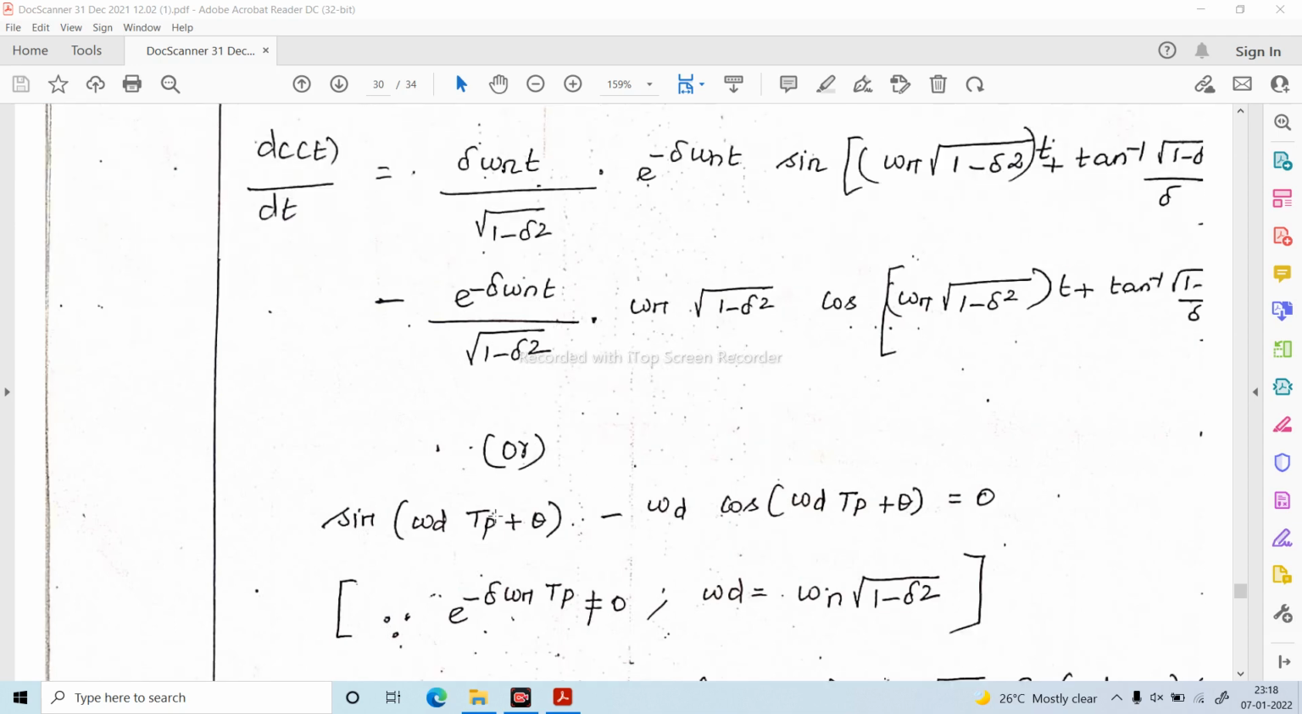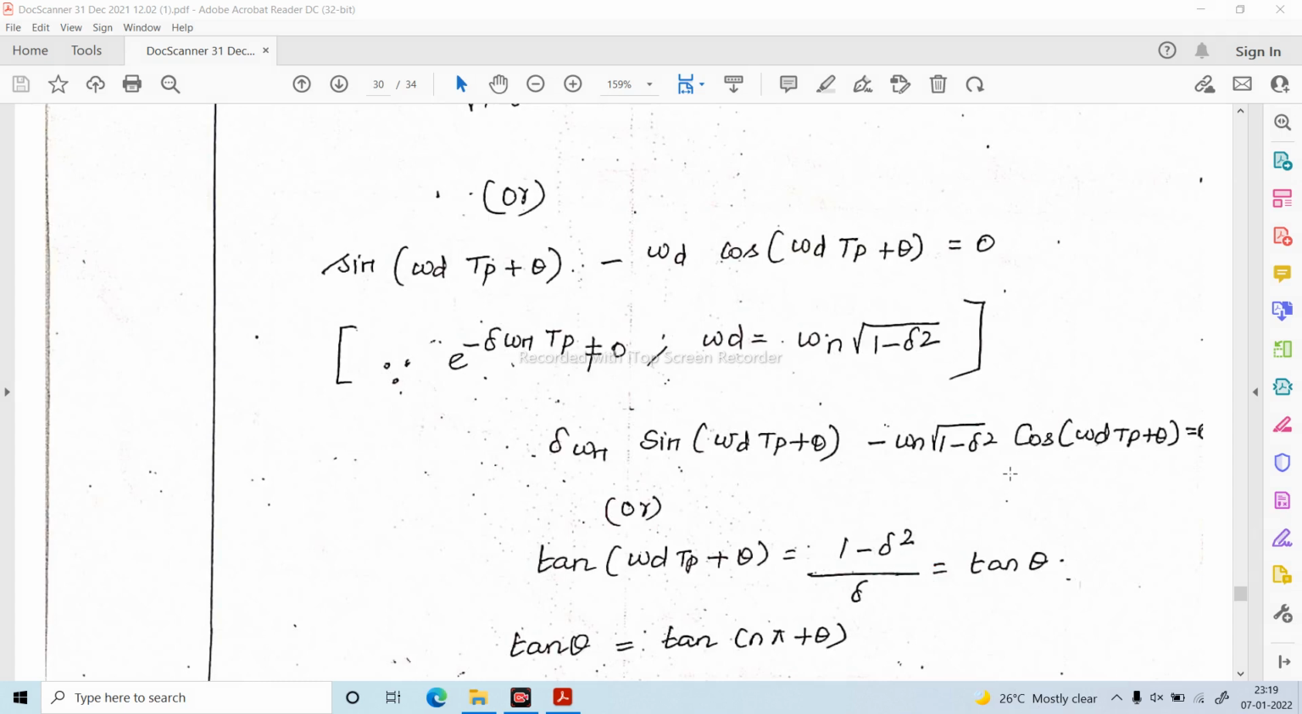So, already one term is missing, that is delta omega n. There is no t here. Here e power minus delta omega n into tp mentions the peak time. Okay, this is the equation. Here, delta omega n sine, and omega d, how to write this? Omega n square root of 1 minus delta square. In this way, the e power term will not be equal to 0.